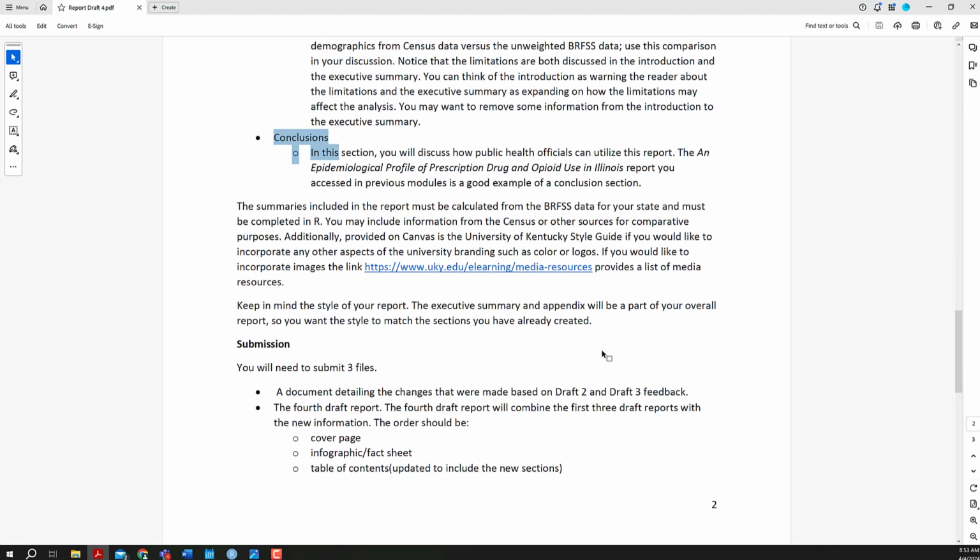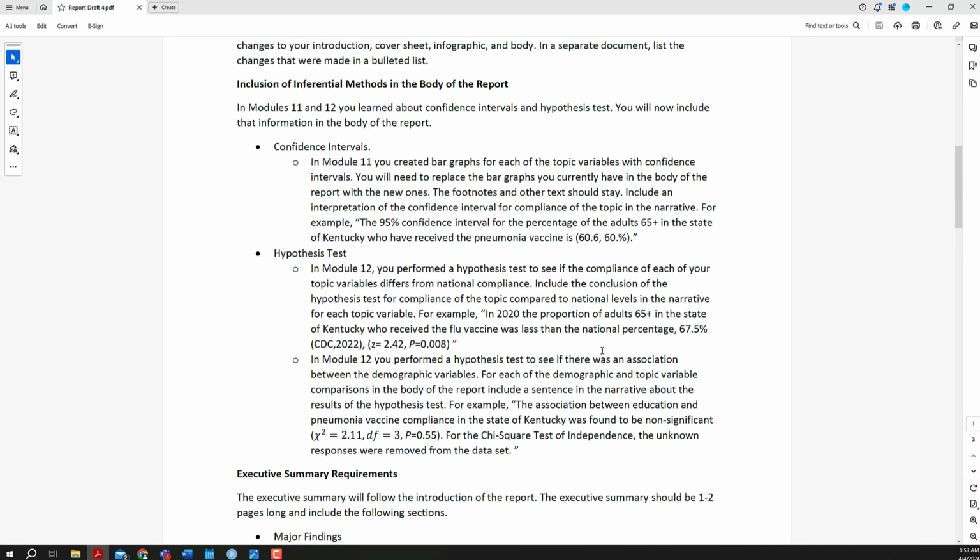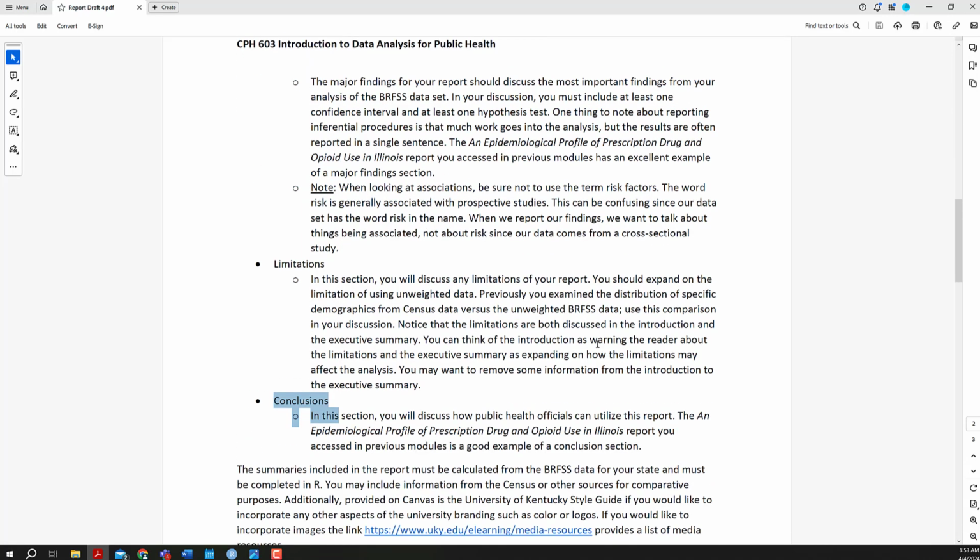And so that will be all that you're doing for this report here. So again, you're making some of those changes to the body where you're including some of those inferential methods, and then you're also writing your executive summary.